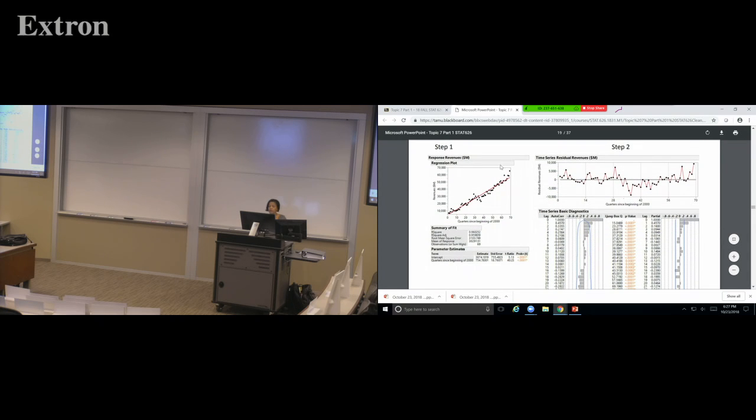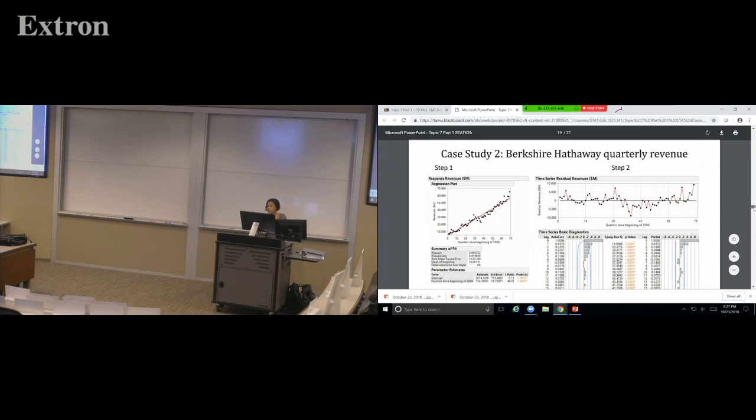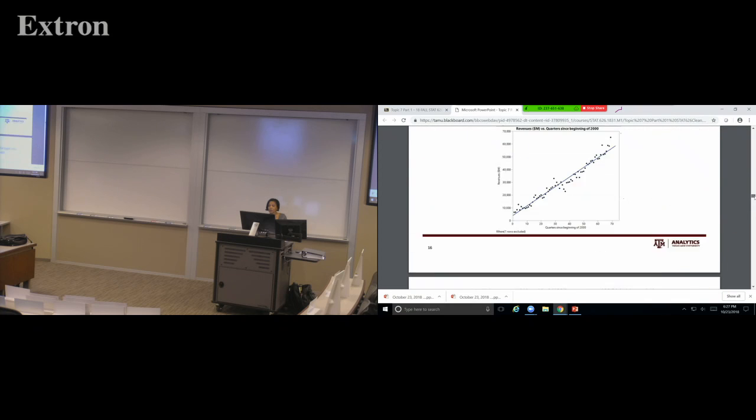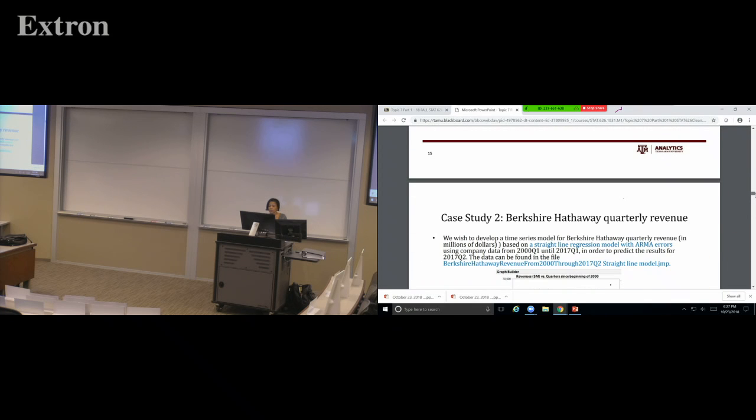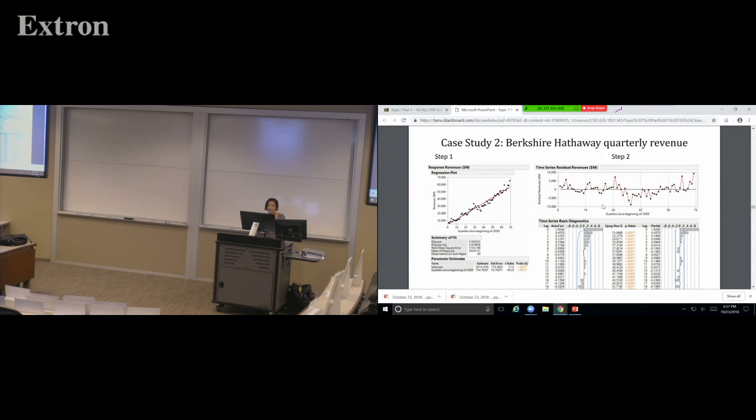First step is to fit a regression model to the data. I didn't say it crystal clear before: what was our X going to be? Did I say it on the previous slide? No, I didn't. What the X is in that data set is quarters since the beginning of 2000. It's a variable that says the number of quarters since the beginning of 2000. And so we fit the regression model and jump to that Berkshire Hathaway data.